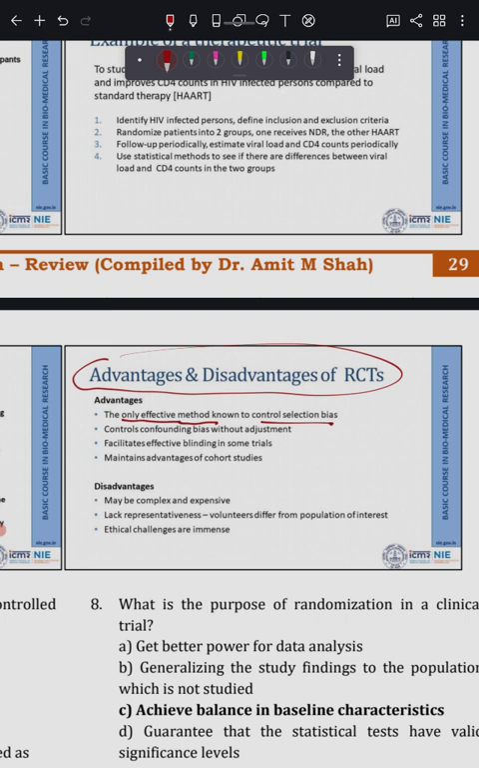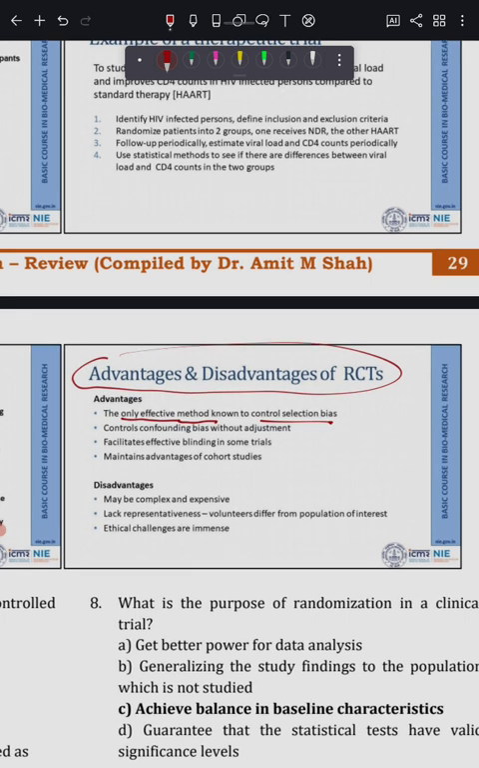Suppose you are testing a new antihypertensive drug. Unknown confounders like sodium intake or stress levels may influence BP. That's why randomization balances these out across groups even if you didn't measure them. That's why it controls selection bias.